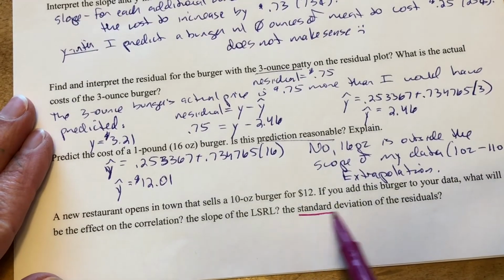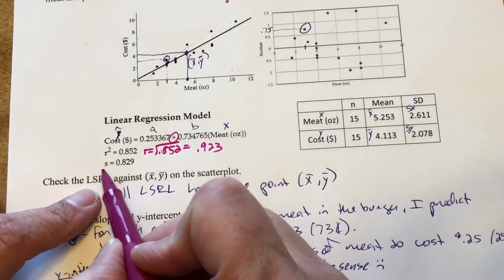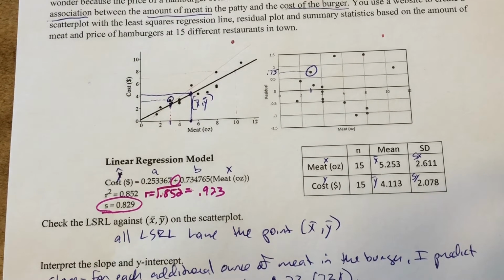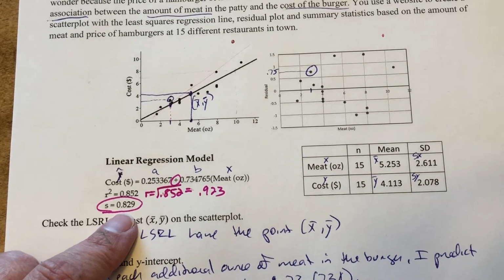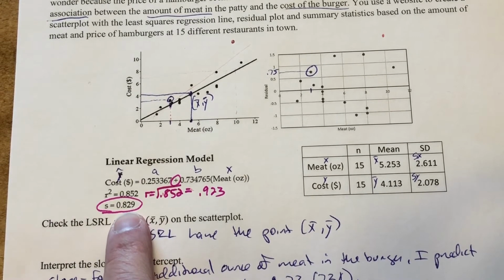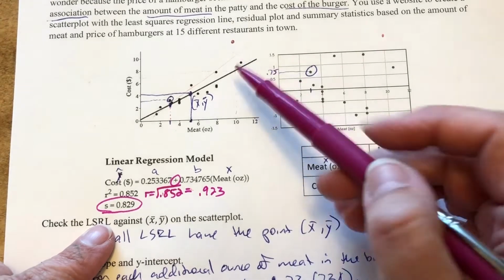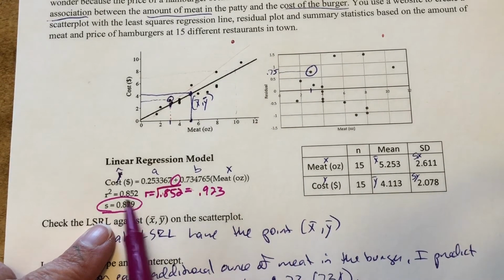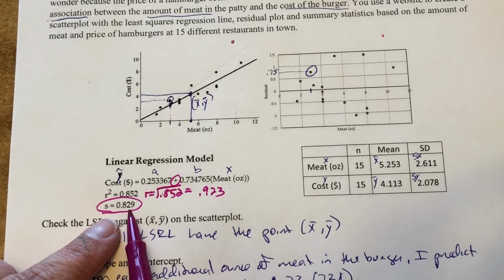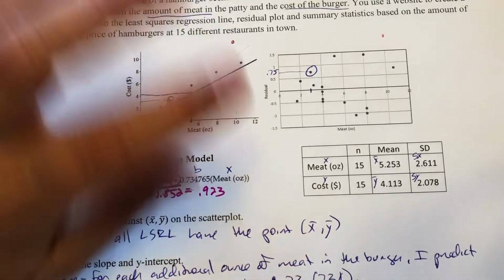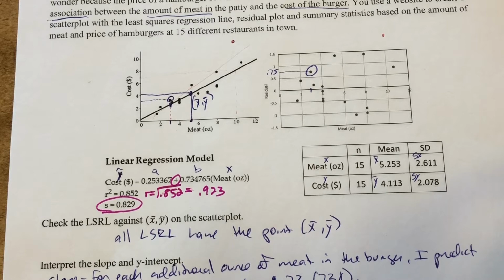And then the last thing it talked about was the standard deviation of the residuals. Now, my standard deviation of my residuals is this S value. And again, if we remember from the other video, your standard deviation of your residuals is basically your prediction error. So when I use ounces of meat to predict cost, I'm typically going to be off by about 82, 83 cents when I predict the cost of my burgers. So adding that value that's going to have a high residual is going to increase the standard deviation of my residuals, which means my predictions are going to be off by more typically. So putting it in there is going to wreak havoc with my prediction.